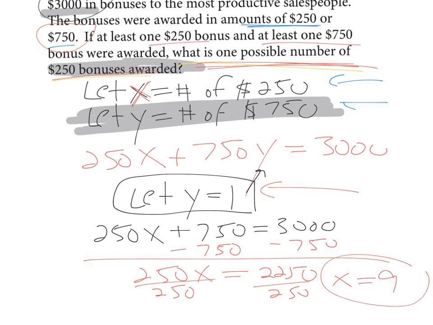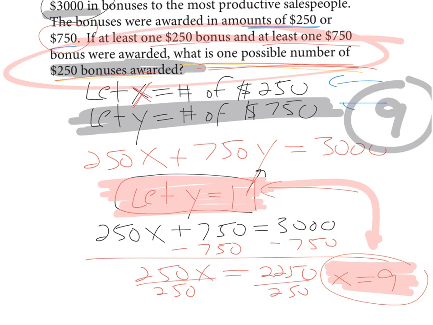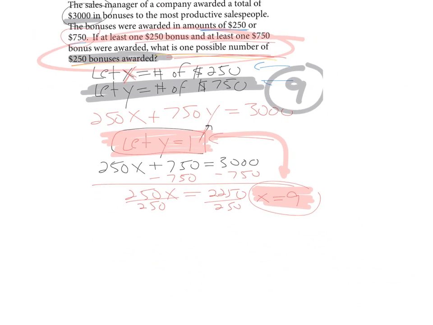So if I'm taking the SATs, I'm stopping right there. The question said at least one $250 bonus and at least one $750 bonus were awarded. Okay, I assume that there was one $750 bonus. If that was the case, that answers the question, there was at least one, then the number of 250 bonuses is 9. So 9 is an acceptable answer to this question. Now, when you do these grid questions, know that you can have more than one correct answer. 9 is a correct answer, and if this is the SATs, I'm done. I'm answering 9 and I'm moving on.